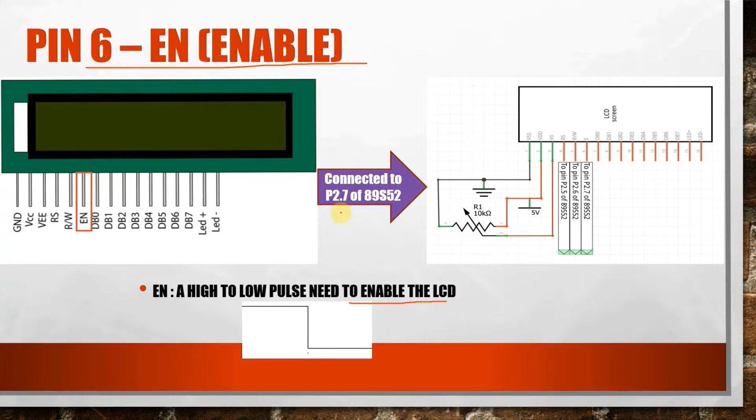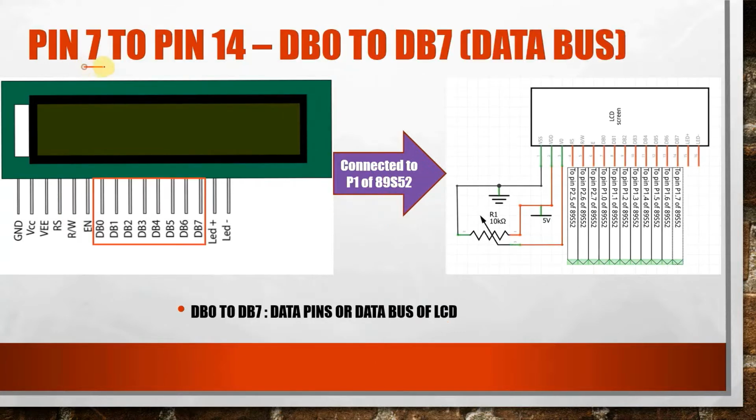It is connected to the P2.7 of 89S52. Without enabling, the LCD is not going to accept any data which is present on its data bus. So whenever data needs to be provided to the LCD, a high to low pulse to enable the LCD is mandatory. Pin number 7 to pin number 14, that is DB0 to DB7, forms the 8-bit data bus of the LCD.